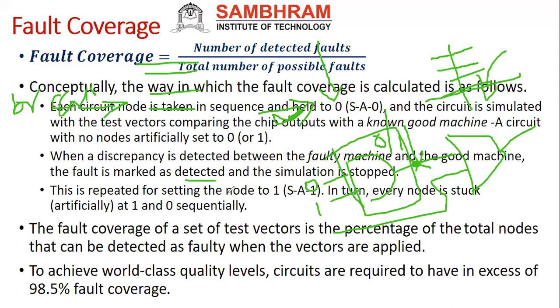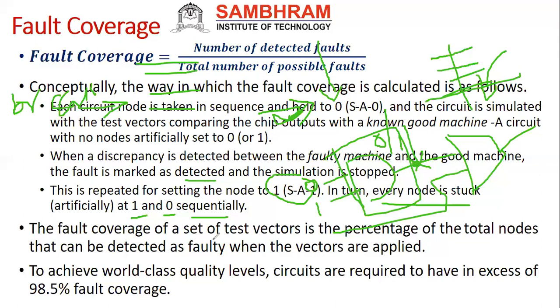So this is repeated for setting the node to 1. In turn, every node is stuck at 1 or 0 sequentially. So each and every node we need to check like this. We should make it stuck at 0 or stuck at 1. Then we have to check with the proper input whether I'm getting the proper output or not.